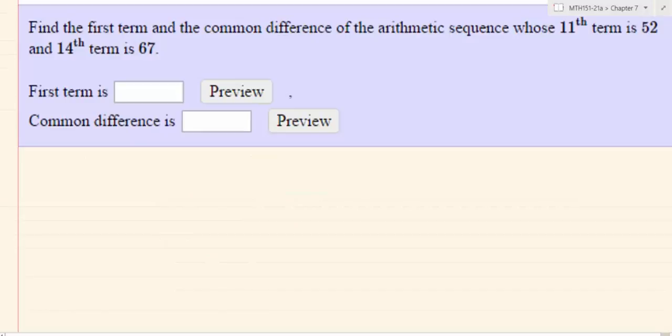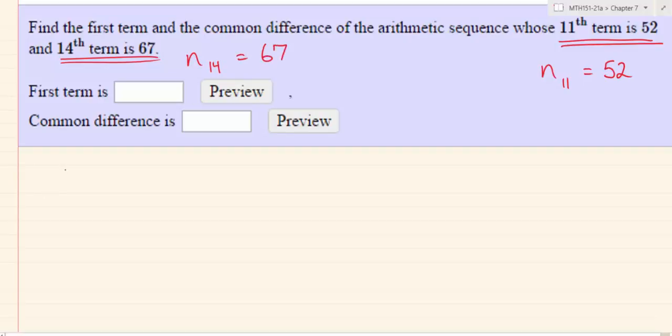So find the first term and the common difference of the arithmetic sequence whose 11th term is 52, and the 14th term is 67. Let's take this piece of information. The 11th term is 52. So what does that mean? That means n sub 11 equals 52. And this piece of information tells us that n sub 14 is 67.